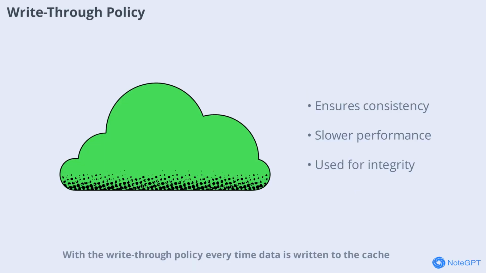With the write-through policy, every time data is written to the cache, it's also written to main memory. This ensures data consistency but can slow down performance since every write operation takes longer. Write-through is often used in systems where data integrity is more important than speed.